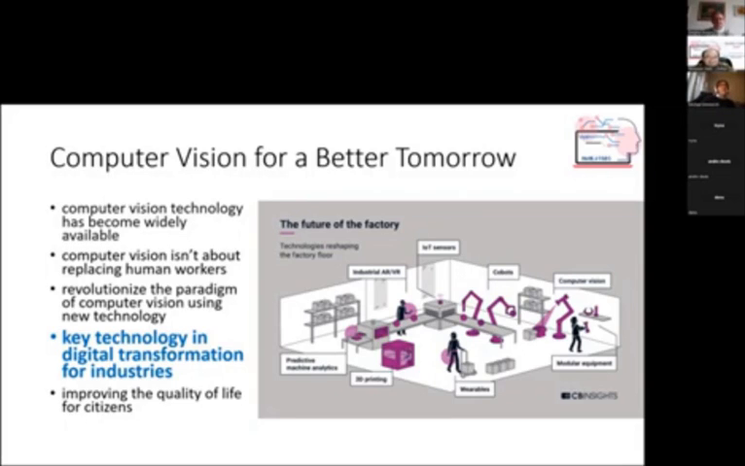end this presentation. Computer vision is one of the most widely adopted technologies. It is used by at least 20% of companies worldwide. Okay, I will come to the end of the presentation.